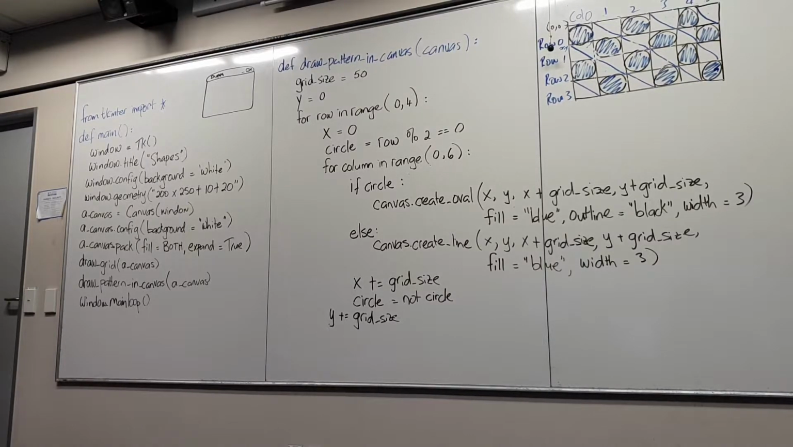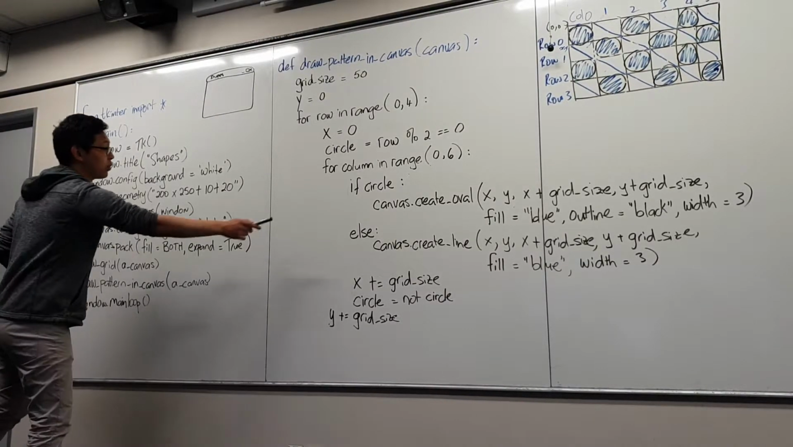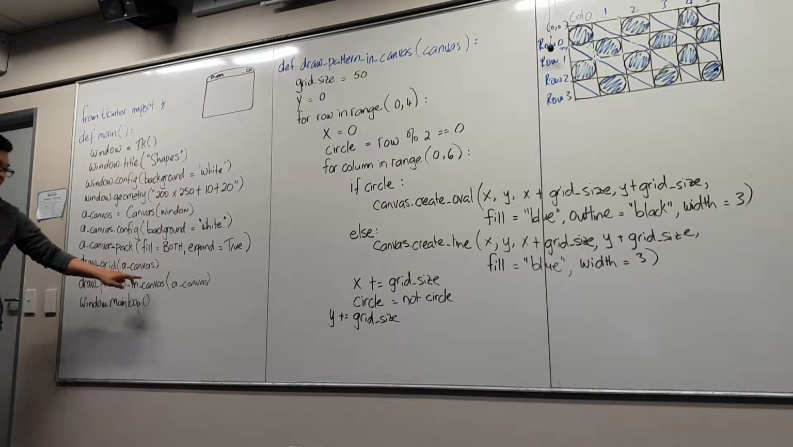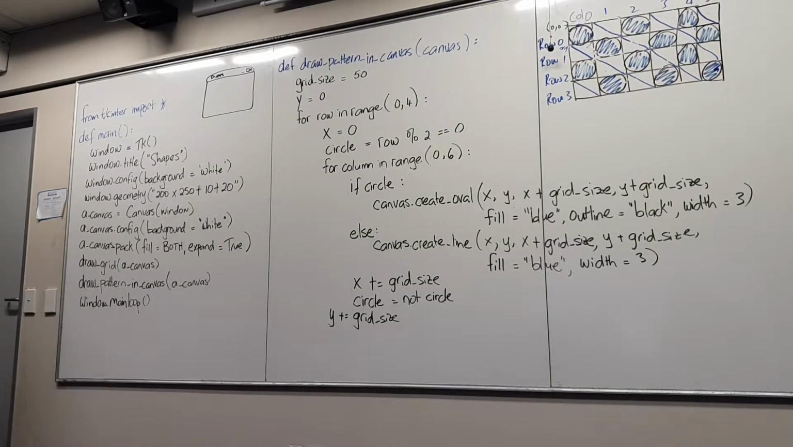Draw pattern in canvas, that is the user-defined function here, which we'll get to later. And as you can see, both of these guys, I need to pass the canvas itself, because I need to use canvas methods in order to draw shapes and stuff. The last line of code is window.mainLoop.